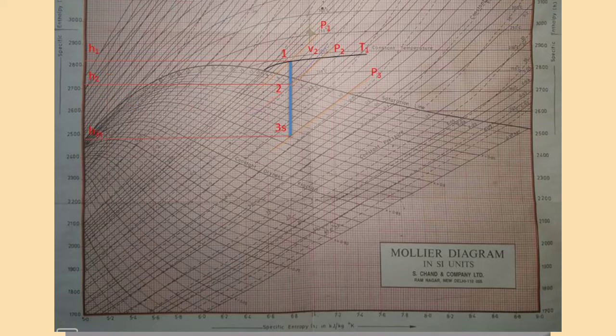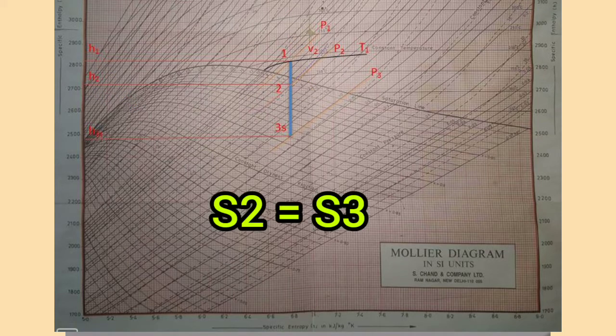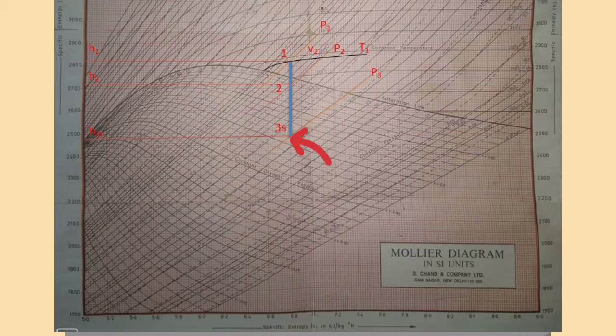The exit pressure P3 is also given, which is 1 bar, and the process 2 to 3 is also isentropic, that is S2 equals S3. Therefore we can draw a vertical line downwards from state 2 to state 3, where pressure is 1 bar. We are marking state 3 as 3s, and we can find the enthalpy H3s at state 3s.